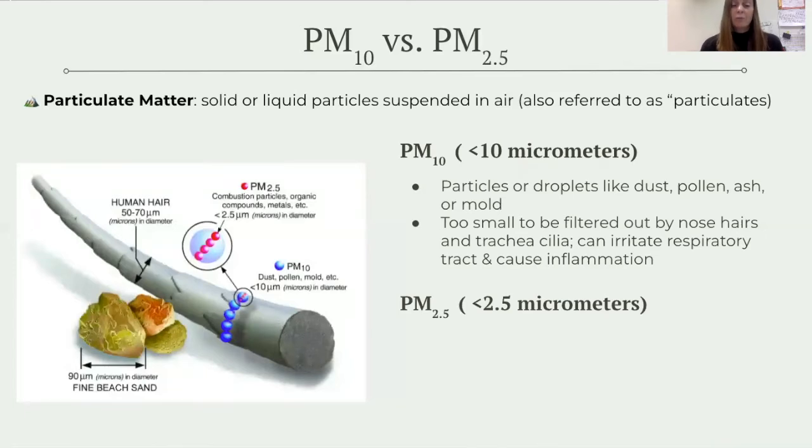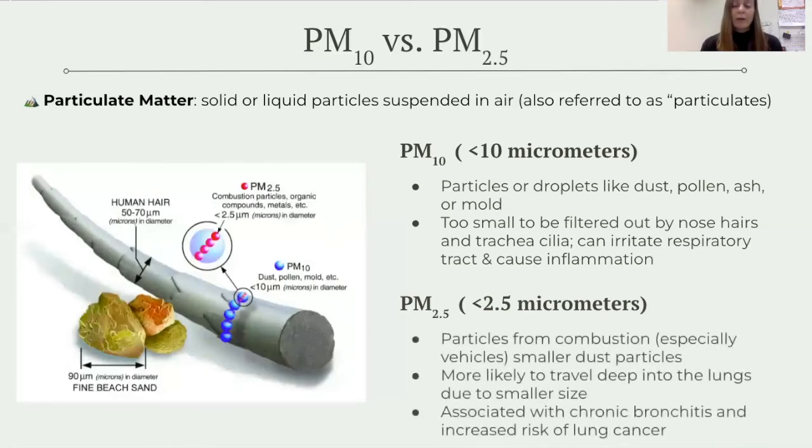So when we talk about PM 2.5, that means it's less than 2.5 micrometers. So these are particles that come from combustion, particularly combustion of hydrocarbons rather than combustion of wood or charcoal, although those are hydrocarbons as well. So combustion of petroleum particularly creates these really, really small dust particles. Because of their small size, they are much more likely to travel deeply into the lungs. And that means that they're associated with chronic bronchitis and an increased risk of lung cancer.